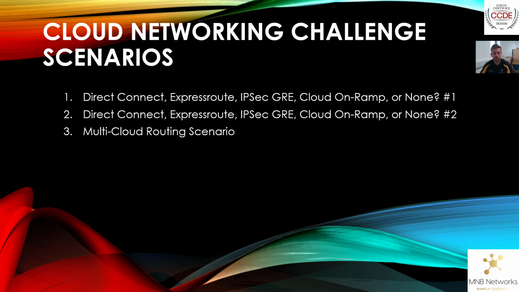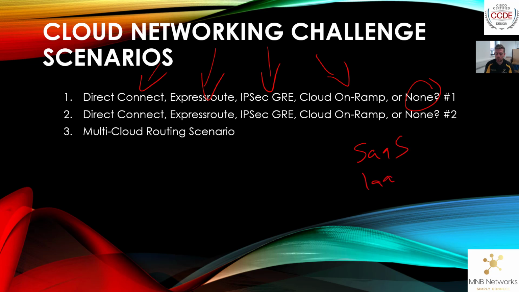Going into the last few slides, we have scenarios about the different ways that we can connect into the cloud environment. So that might be using AWS Direct Connect, Microsoft Azure ExpressRoute, an IPsec GRE where you download the config. It could be cloud on-ramp with SD-WAN, or it could be none of these. It just depends on whether we are looking at SaaS, infrastructure as a service, or platform as a service. So these scenarios are related to how do we get the data to the cloud, and then we also have a multi-cloud routing scenario.